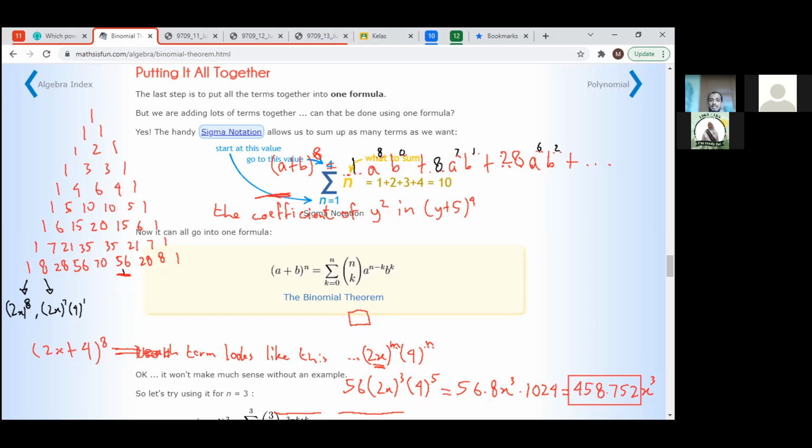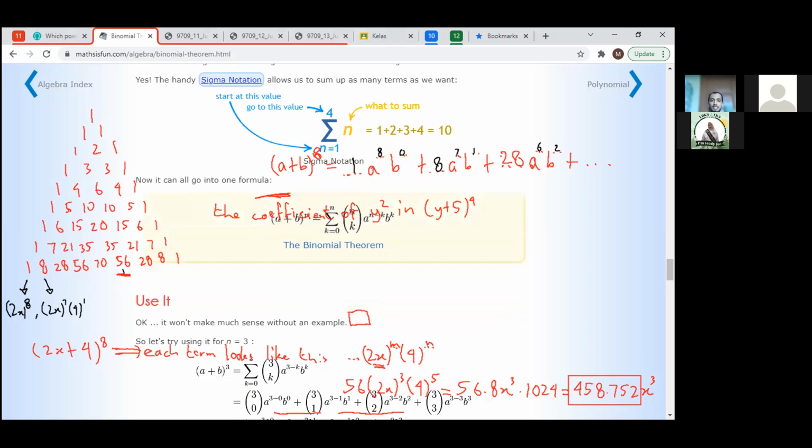Dan selanjutnya untuk pangkatnya, A pangkat N min K kali B pangkat K. Artinya kalau kalian lihat, N min K sama K jumlahnya pasti selalu N. Jadi kalau N-nya 8, pangkat 8 min 5 misalnya kali B pangkat 5, sehingga jumlahnya tetap 8.